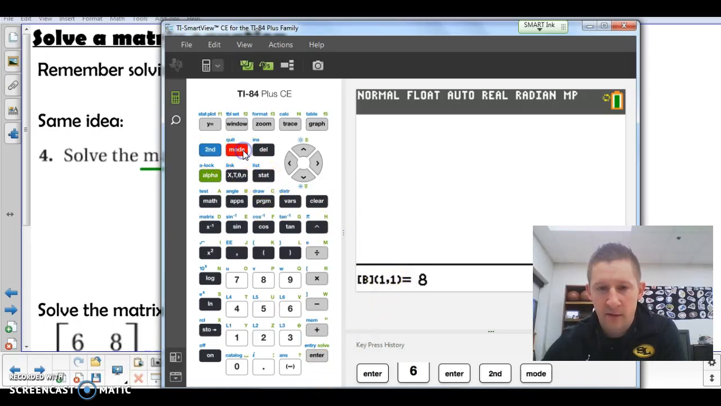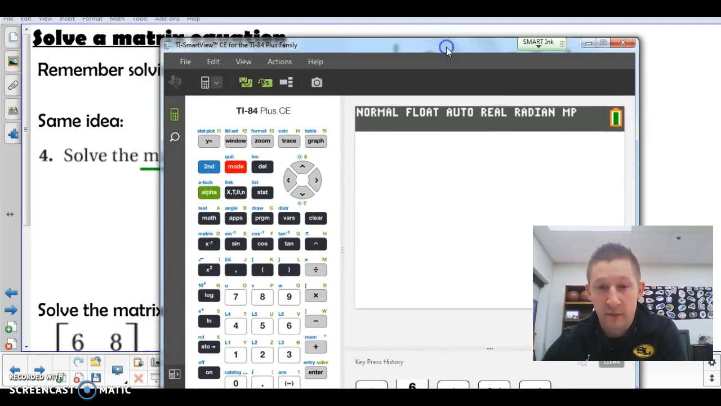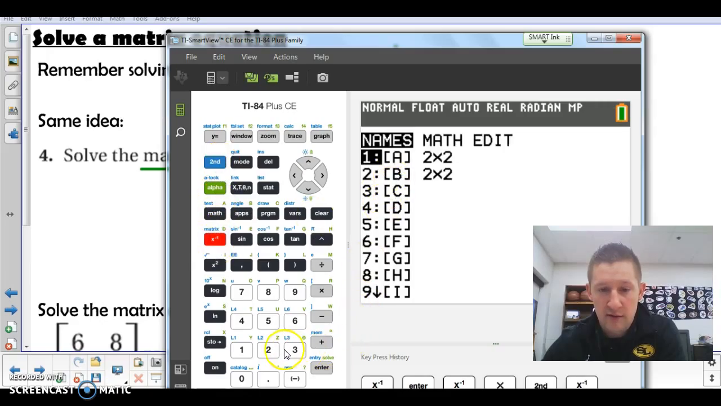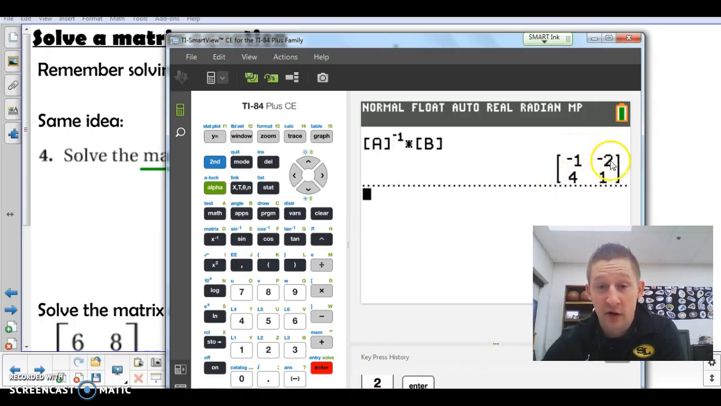Okay, I'm ready. I know that in order to get my answer, to get x, I'm going to take A inverse times B. Because I labeled them as such in my calculator, that's exactly what I'm going to do. I'm going to take A inverse times B. Hit enter. Here's my answer. There would be my matrix that would solve that matrix equation. Negative 1, negative 2, 4, and 1.